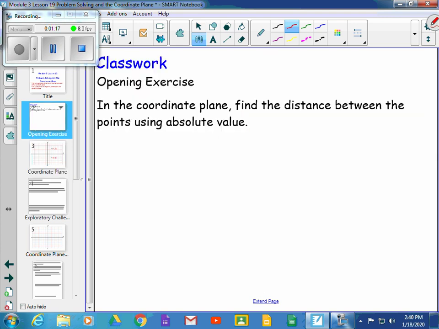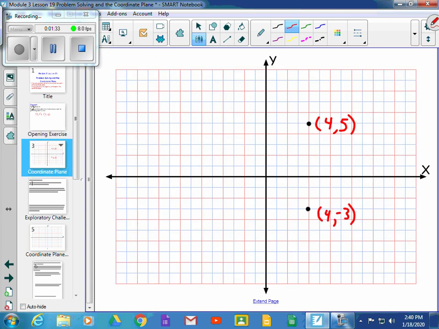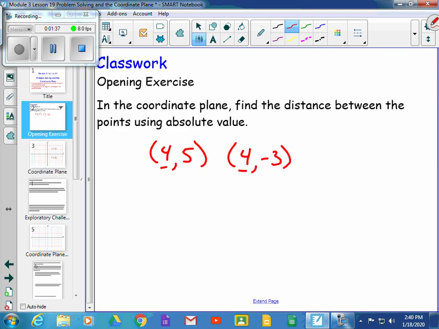So if I take those two coordinates, 4, 5, and 4, -3, I first can see that the x-coordinates are the same. That tells us that the points are going to be vertical from one another. And once again, if we look, they are vertical from one another. We can find the distance between them.